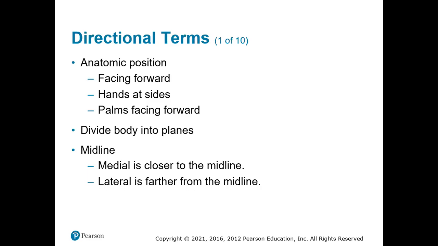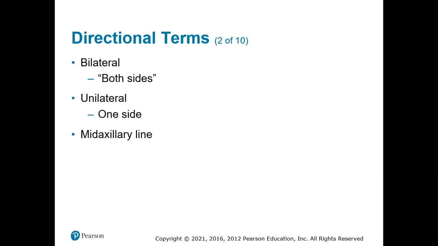We can divide the body into planes, different terms when we're looking at location. So if you hear the term midline, medial is closer to that midline, lateral is farther from the midline. So we had a tib-fib fracture the other day that was lateral, a lateral tib-fib fracture, which means it's on the outside, it's farther from that midline. Bilateral means on both sides. So for example, equal bilateral lung sounds. Okay, we're talking about both sides of the lungs, it sounds clear. Unilateral would be one side.